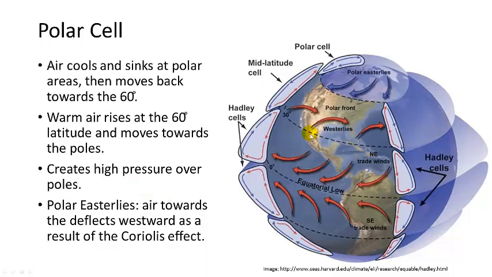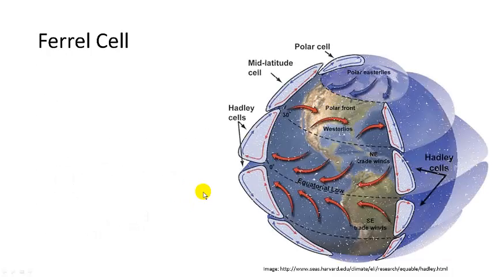These flows again are bent by the Coriolis effect, or by the Earth's rotation, and it causes this shift from a pure north-south wind to one that shifts to the right in the northern hemisphere and to the left in the southern hemisphere. The Ferrel cell is this mid-latitude cell, and it's the one that connects up the Hadley cells to the polar cells.